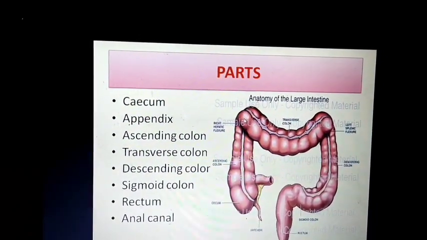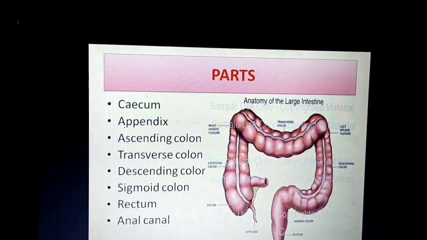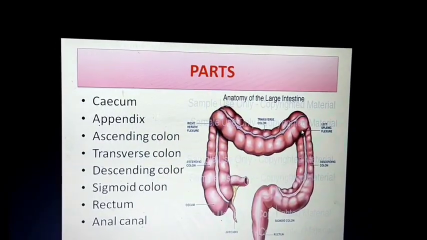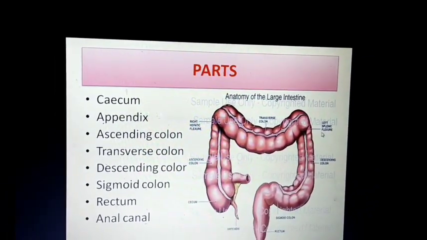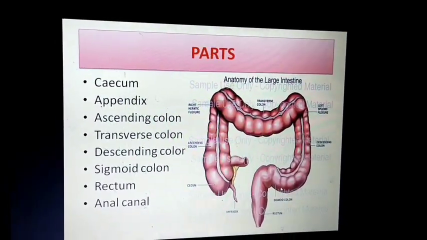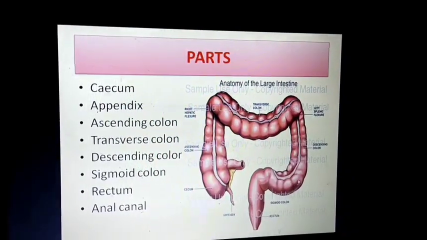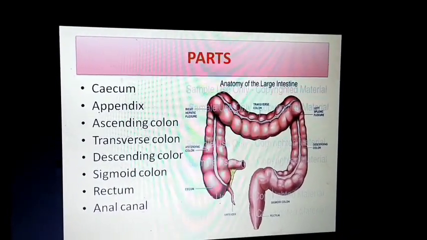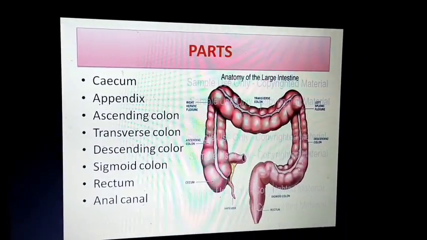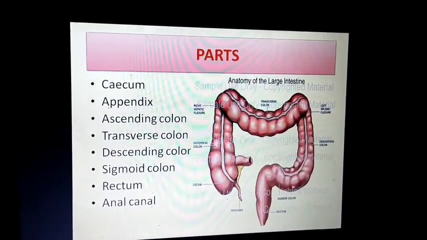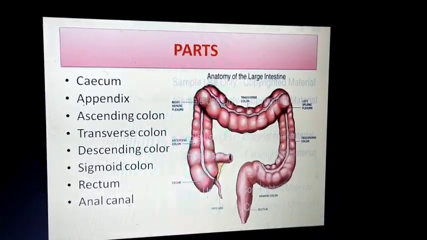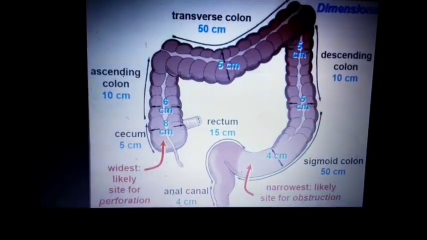In between the hepatic flexure and the splenic flexure, from the right curvature to the left curve, it is the transverse colon. From the splenic flexure to the lower left flexure, it is the descending colon. Then this is the sigmoid colon, this is the rectum and this is the anal canal. You can go for the next slide.